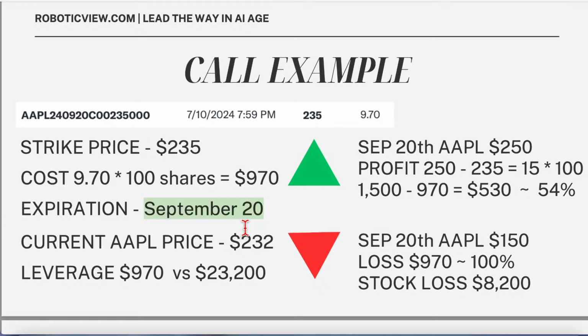Now suppose you're bullish on Apple stock and you think Apple will go up and up and up, because it's a great company. Then you could buy 100 shares. If you buy 100 shares of Apple, that will cost you somewhere around $23,000. However, if you buy a contract of calls on Apple, you will only have to pay $970. Obviously, this is leverage. This is huge leverage.